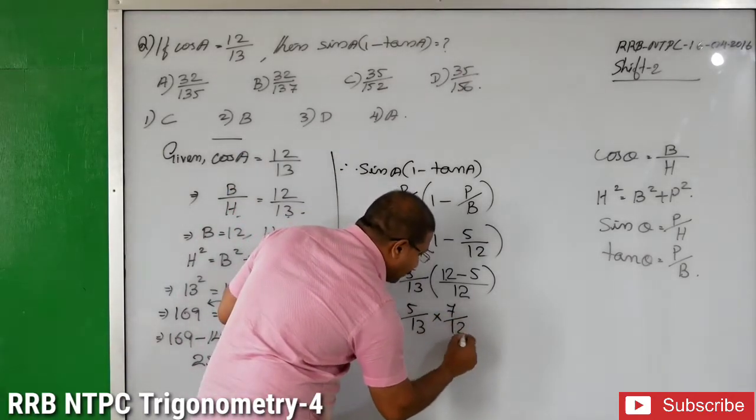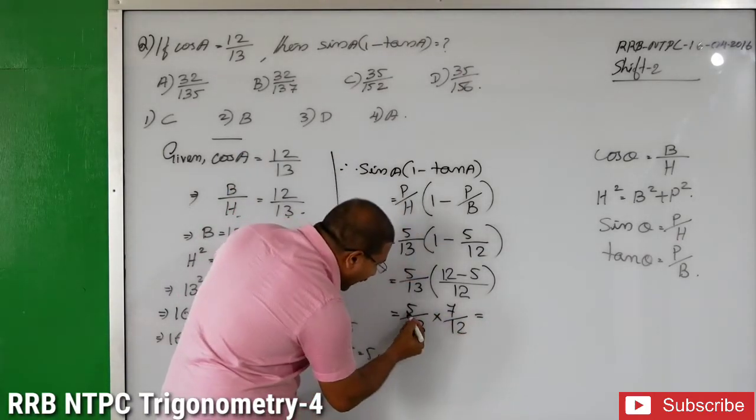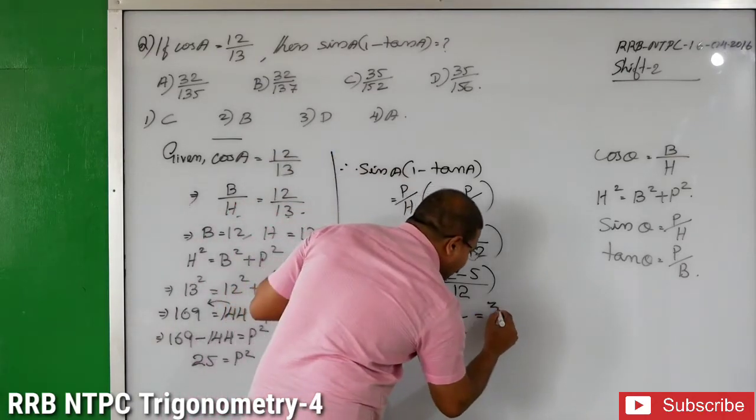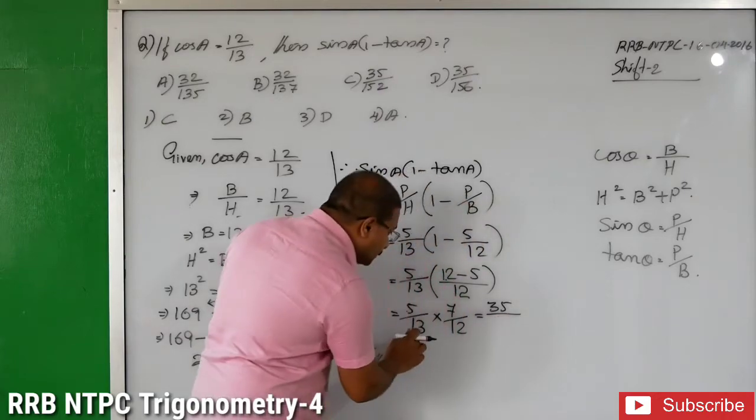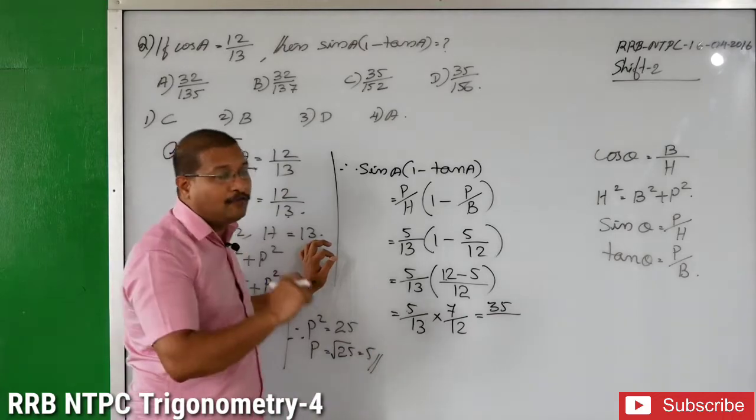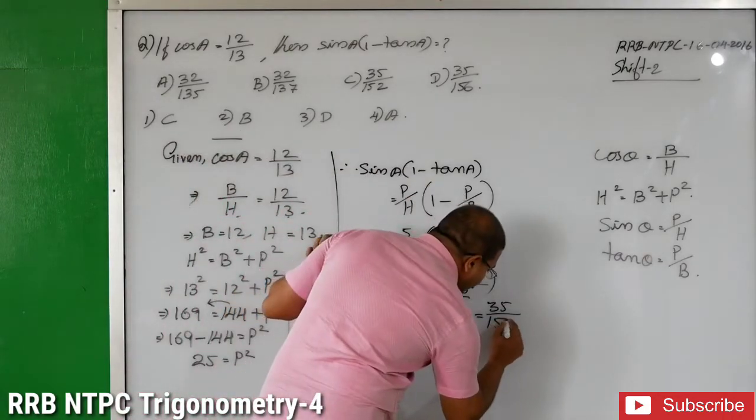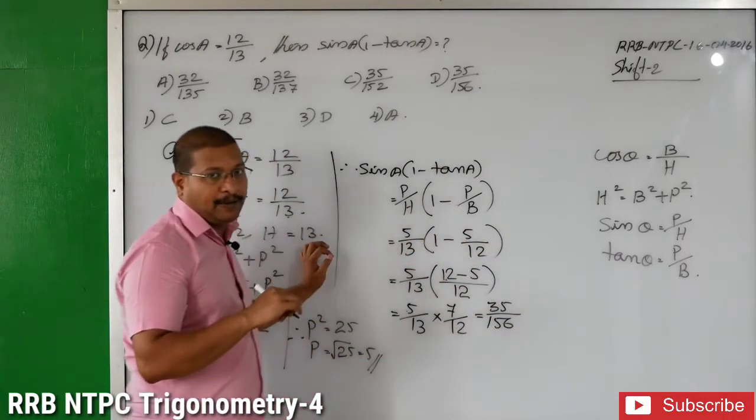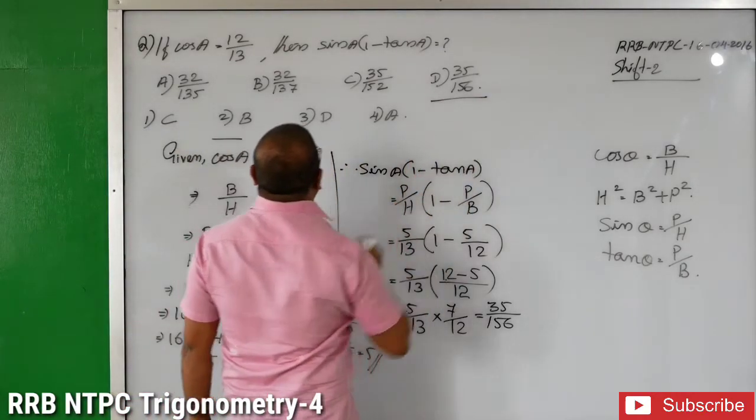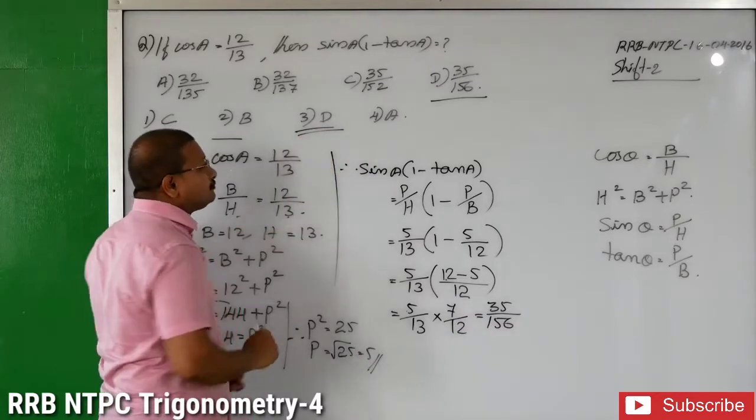7 by 12 equals, now 5 into 7, numerator into numerator. 5 sevens are 35. Divided by 13 into 12. 13 into 12 means 156. If you have doubt, multiply and check it. That means the right answer is D. So the correct option is 3D.